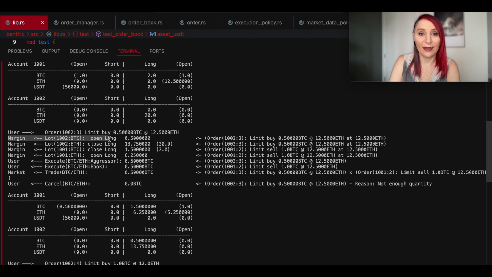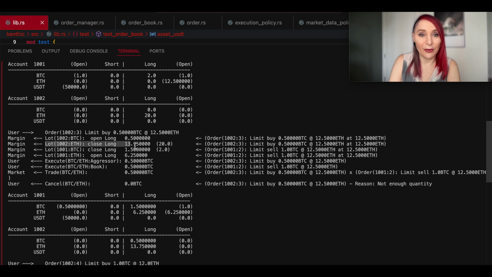So first we open a long position for user 2 on Bitcoin, because they're receiving brand new Bitcoin. They didn't have any Bitcoin, right? So you can see account 2 doesn't have any Bitcoin, has 0. So we open a new lot of quantity half, because this is how much they ordered. You can see on the right side which order this came from. This lot came from this order, buy half Bitcoin and 12.5 Ethereum, and it was executed at 12.5 Ethereum. That's the price at which it was executed, because this is the price they ordered it, but the price at which it was executed can be better, right? This is how order books work.